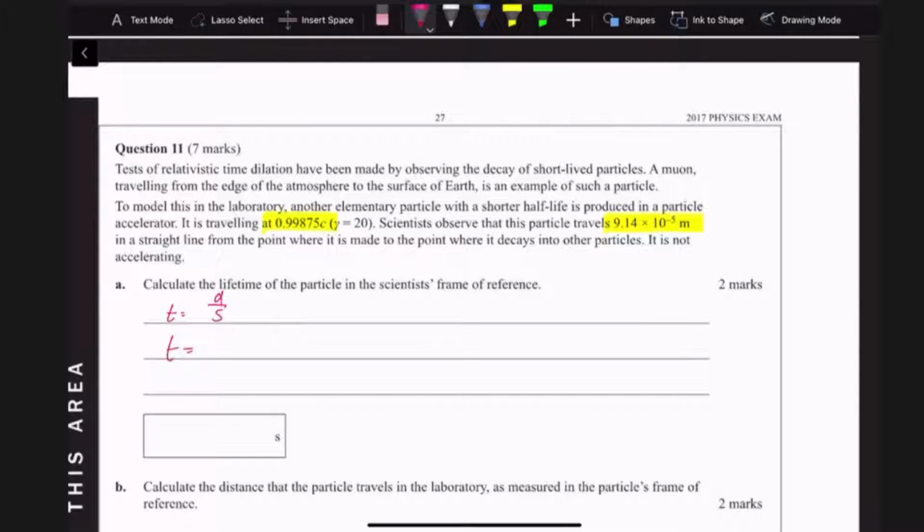And just remember that all of these values have to be ones that are measured by the scientists. So we have 9.14 times 10 to the negative 5 divided by 0.99875 times the speed of light. And that comes out to 3.05 times 10 to the negative 13. We can use 3 significant figures this time because of this value here, and this one has a much higher amount of sig figs, but we have to always use the lowest one.